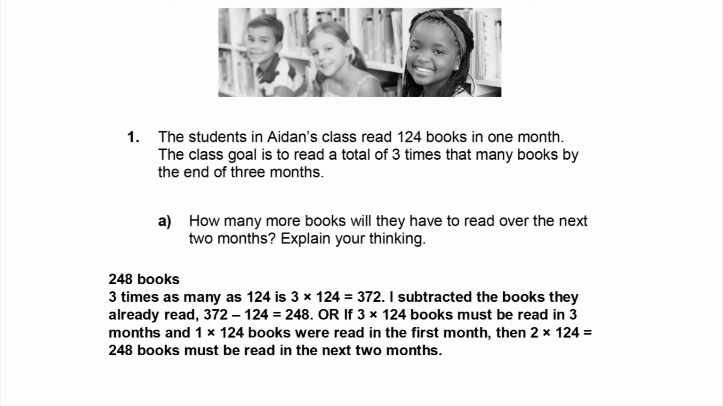So the answer is 248 books. 3 times as many as 124 is 3 times 124, which is 372. Then you need to subtract the books they already read, which is 124, so 372 minus 124 is 248. Or alternatively, if 3 times 124 books must be read in 3 months, and 1 times 124 books were read in the first month, then 2 times 124 books, or 248 books, must be read in the next 2 months.